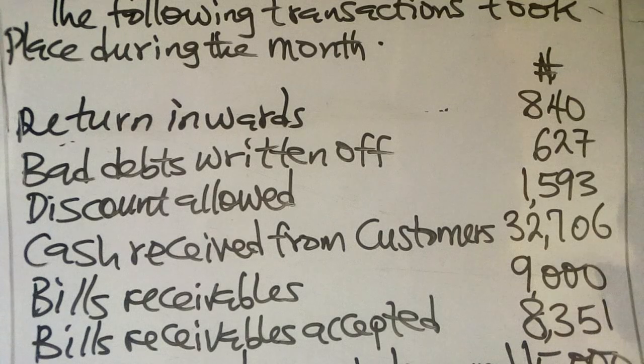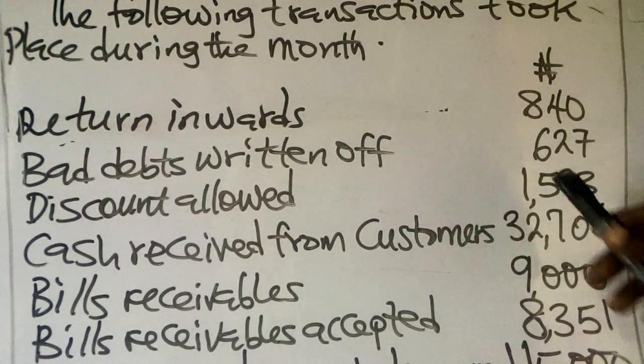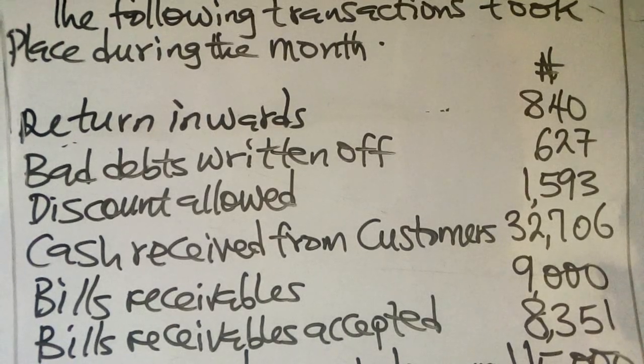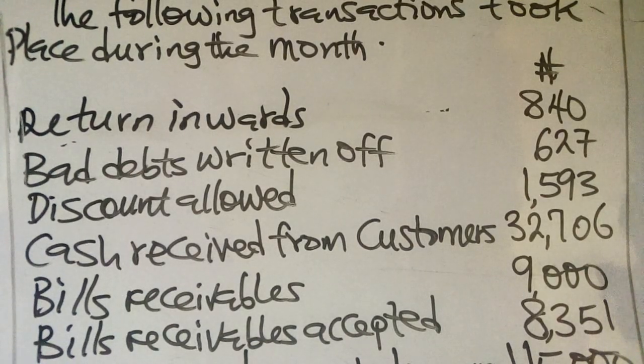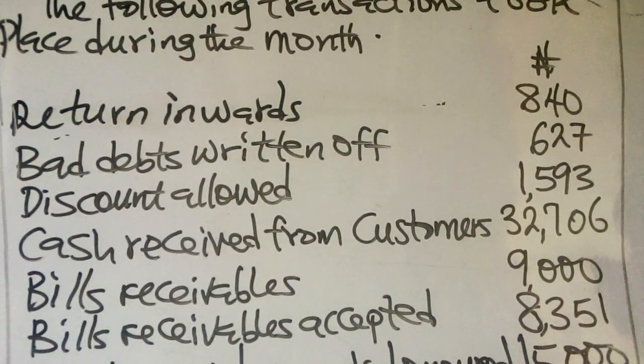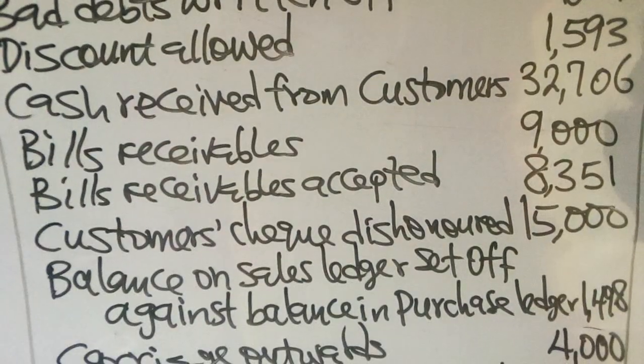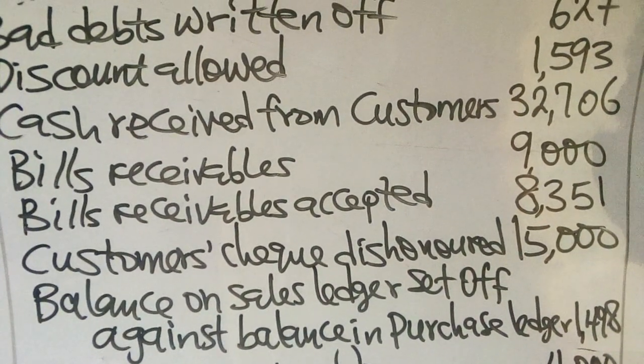Bad debts written off, where there are bad debts, you assume that the amount the customers are owing has reduced because you cannot recover that amount. So you credit it since it leads to reduction in customers' debt. Discount allowed. When you give customer discount, the amount the customers ought to pay reduces, so you credit it. Cash receipt from customers also reduces the amount the customers were previously owing. Bills receivable leads to reduction as well.